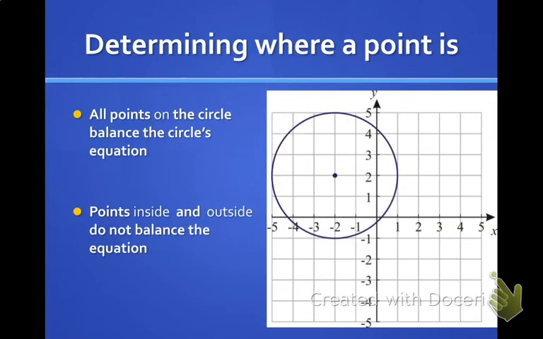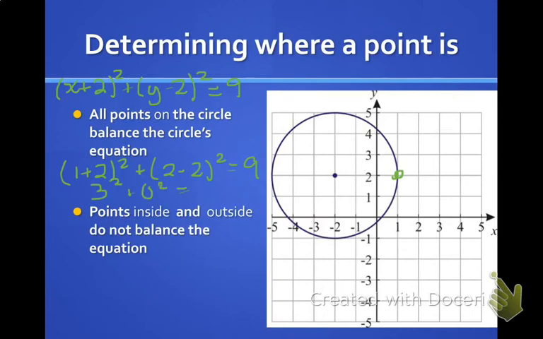Determining where a point is, it could be inside the circle, outside the circle, or exactly on the circle. All points on the circle balance the circle's equation. This is the equation we already came up with on this graph. Let's pick a nice easy point that we know is going to be on the circle, like this one, (1, 2). If I plug in 1 for x and 2 for y, the equation should balance out to be 9. We get 3 squared plus 0 squared equals 9, and that balances because 3 squared equals 9.